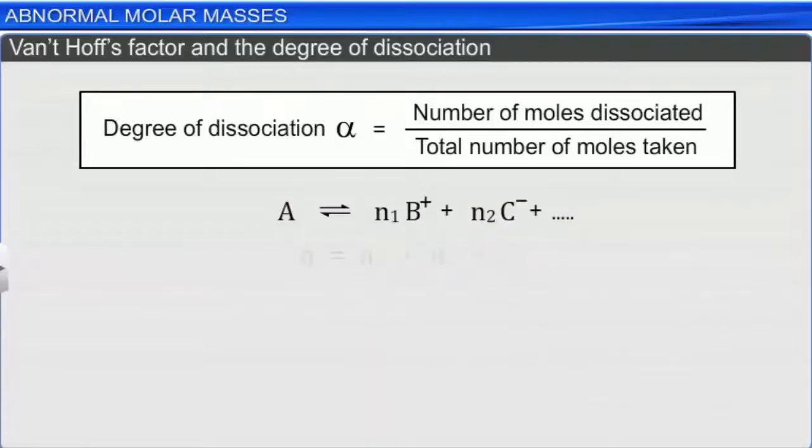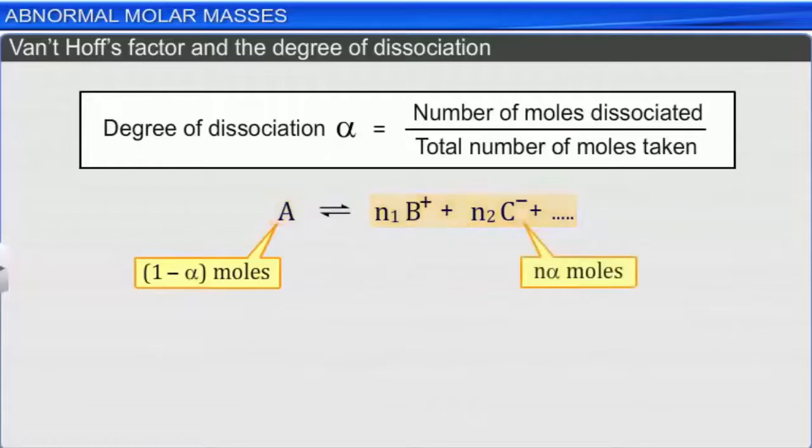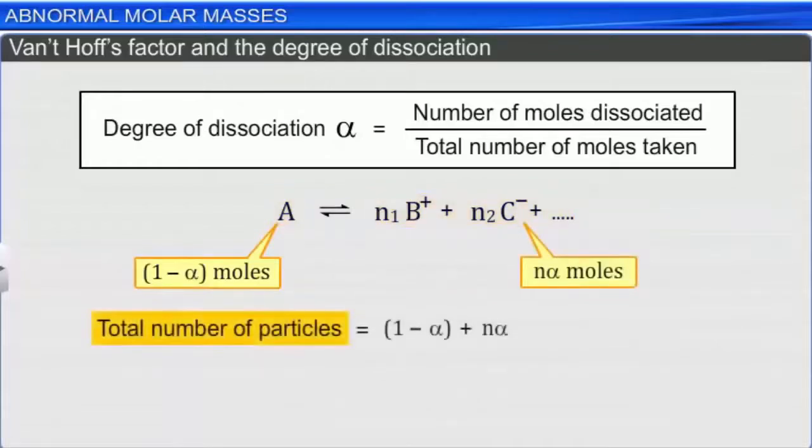If we start with 1 mole of the solute at equilibrium, we have 1 minus alpha moles of the undissociated molecules and n alpha moles of the ions. Thus, the total number of particles present at equilibrium is equal to 1 minus alpha plus n alpha, or 1 plus n minus 1 alpha.